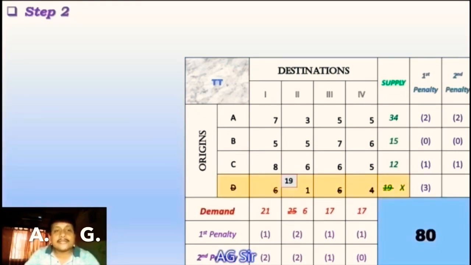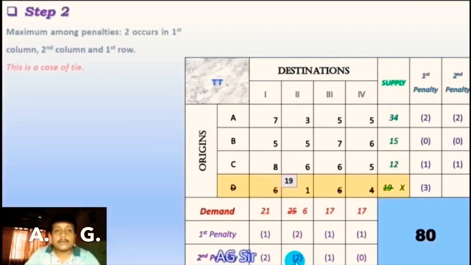Next, you move to the next column. In this column, the least cost cell is 3 and the next least cost cell is 5. The difference between them is again 2. So you put 2 in this position at the bottom. Similarly, you compute all these penalties along these rows and these columns. You find that among all these penalties, the maximum penalty is 2, and that penalty 2 occurs in the first column, second column, as well as in the first row. So it is a case of tie.